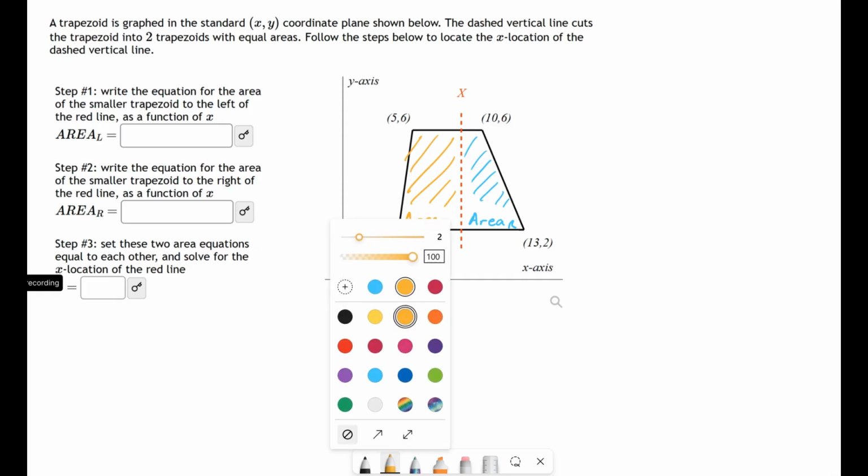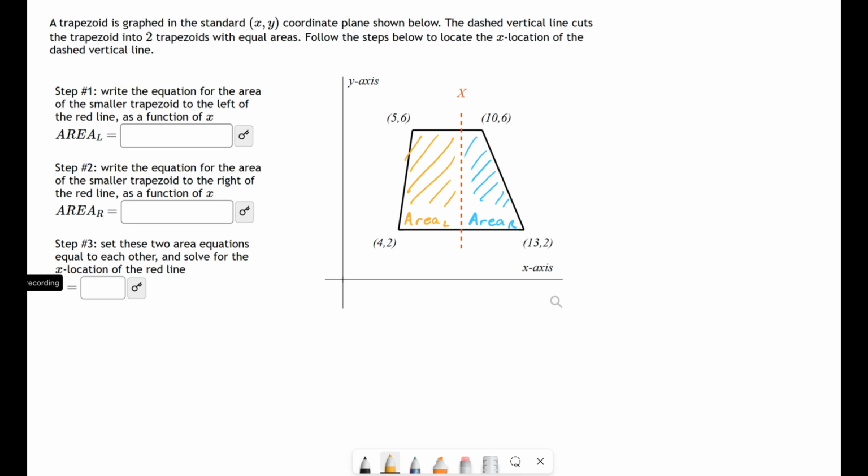Let's start with the area L. And you can see here that this point right there is going to be x. So what's the length of this line right here? Well, that's simply x minus 5. I'll label that, x minus 5. And down here, this length is going to be x minus 4. So what's the average of those? Well, it's 1/2 of those two lines added together: x minus 5 plus x minus 4. Those are those two lines. And when I take the sum of them and cut it in half, that's how you find the average.